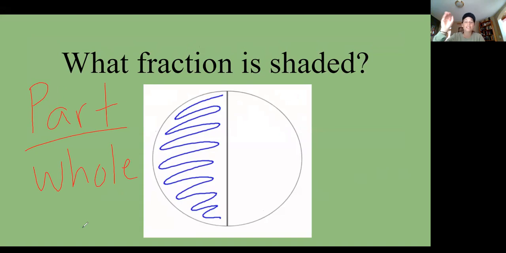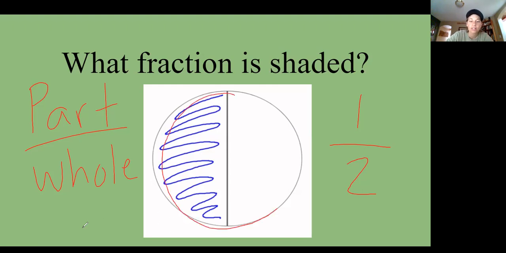The numerator represents the part that's shaded. How many parts are shaded? 1. And the bottom number is the denominator, and it represents the whole. How many pieces are in the whole circle? 1, 2. So there's 2 pieces in the circle, which means the part that's shaded is 1/2. Okay, I do want to show you this.